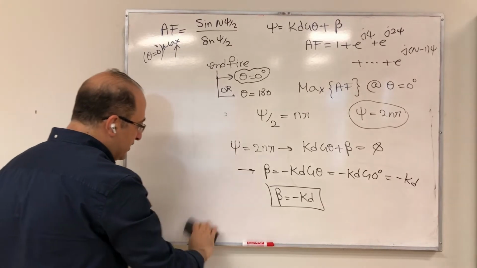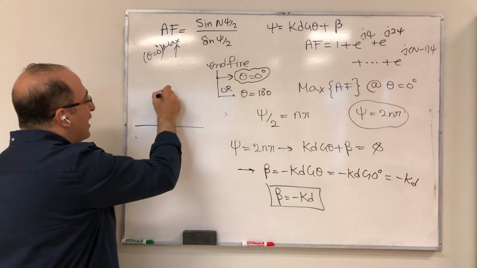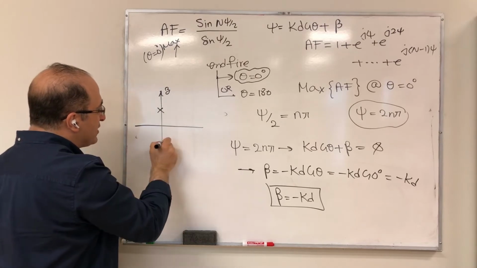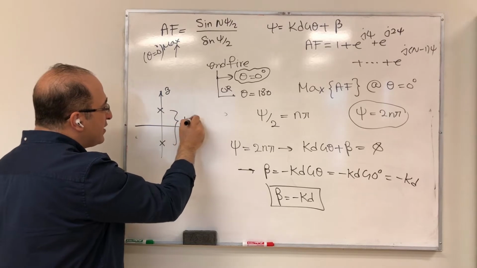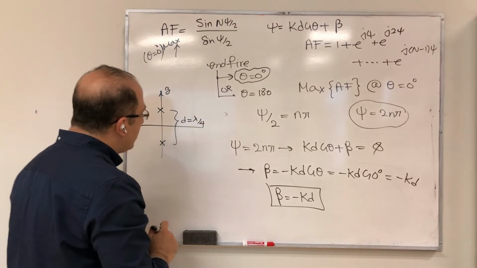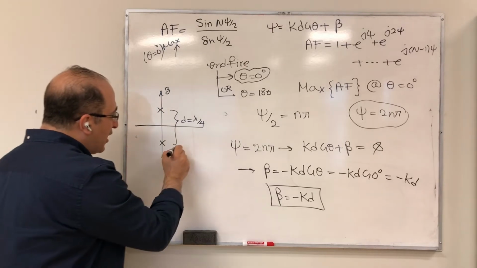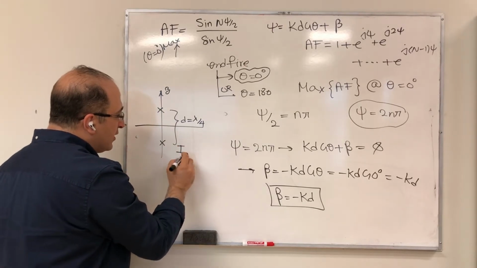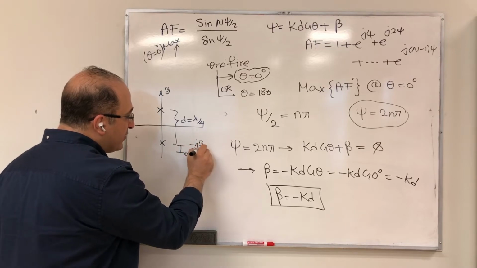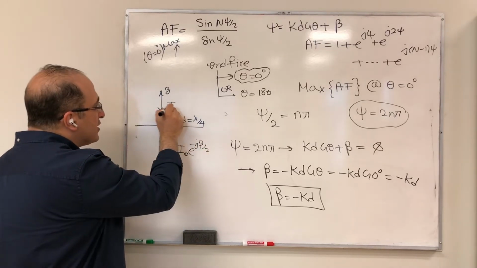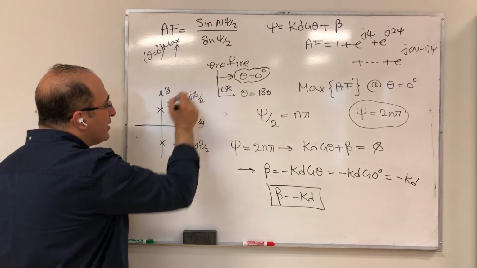So let's make a simple example. Let's assume this is the z-axis, and you have two elements here. Let's assume these two elements are separated by d equals lambda by 4. And now I'm assuming that this one is I naught e to the power of minus j beta divided by 2, and this one is I naught e to the power of plus j beta divided by 2.